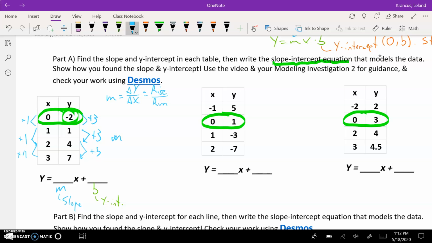So our slope for this one, m, is 3 over 1. But when it's over 1, you can just write it as 3. You can write your slope as a whole number. And so for this equation, it would be 3 times x plus -2. Or you could write this as 3x minus 2.